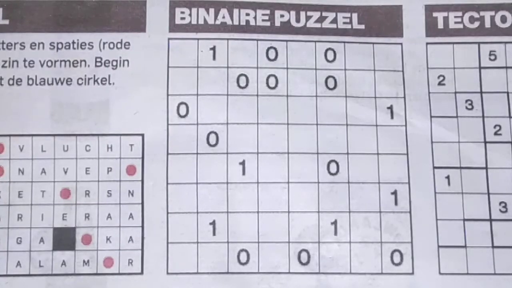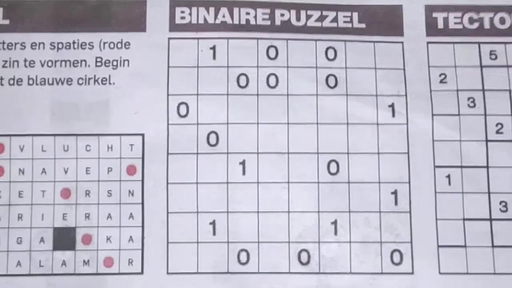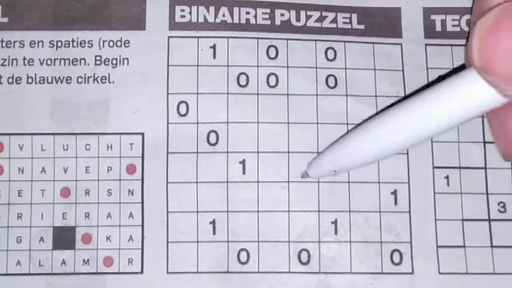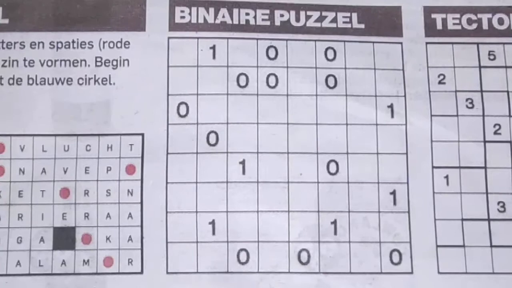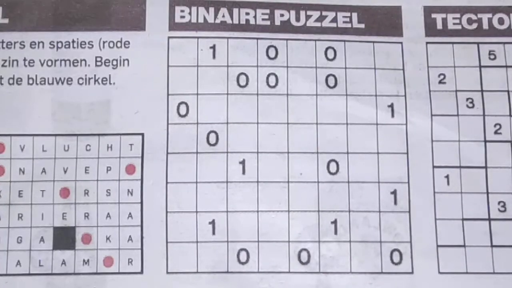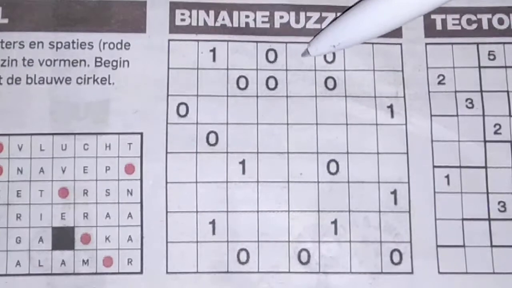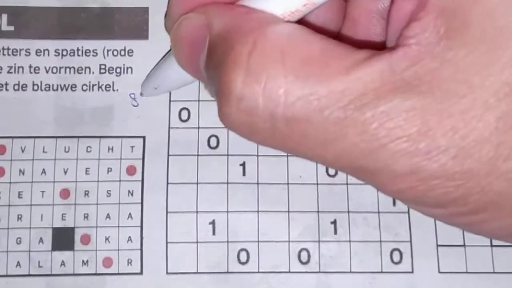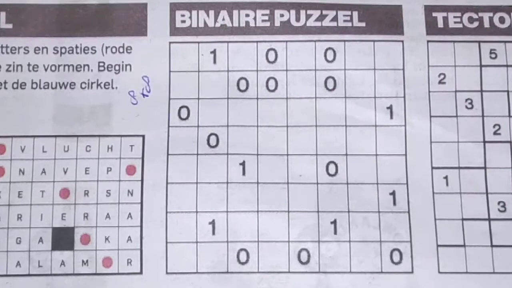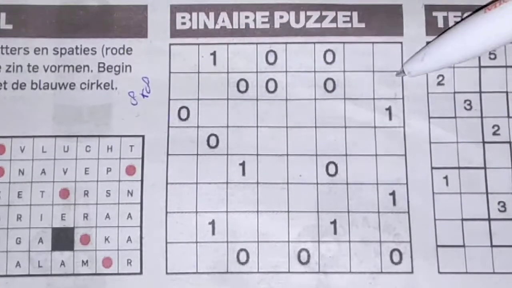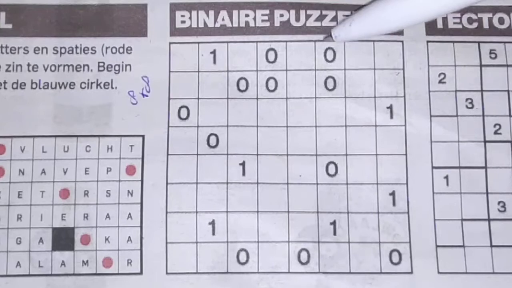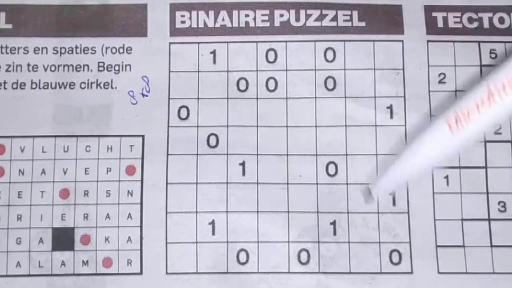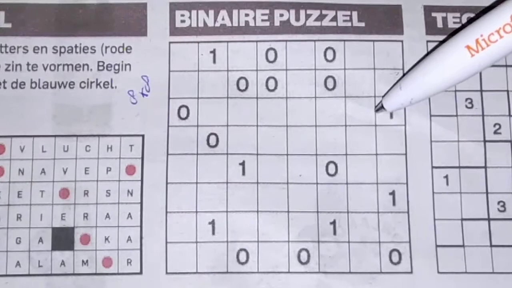Welcome back with the fifth puzzle in the edition of today's newspaper on Saturday, July the 11th, 2020. We have here a binary puzzle, but what kind of binary puzzle is this? 1, 2, 3, 4, 5, 6, 7, 8. It's an 8 by 8 binary puzzle. That means in a row or in a column there's always 4 O's and 4 ones.